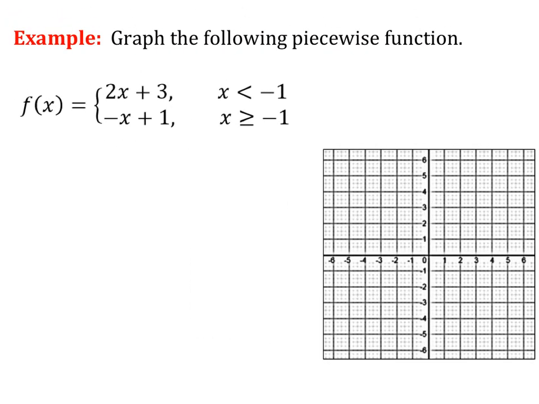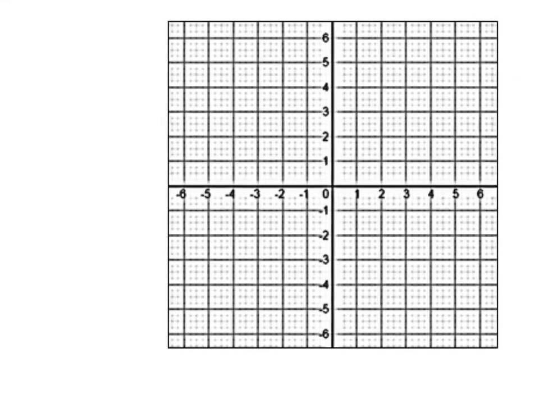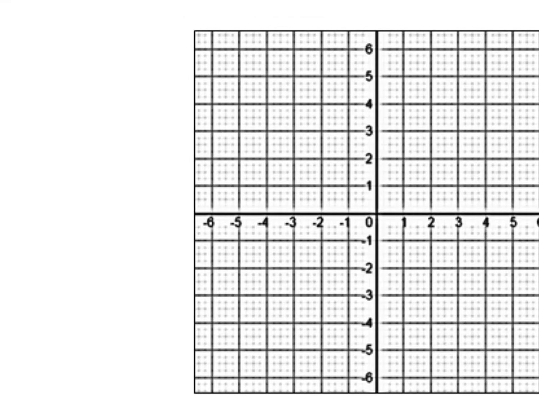Okay, we have 2x plus 3 and negative x plus 1. Both of these are linear functions, so they're both going to have just a y-intercept and a slope. So plain old lines, we know how to graph those. And it looks like negative 1 is kind of our boundary point. So I'm going to go through and make a mark at negative 1. And that's just a reminder for myself that this is where we're going to switch from one rule to the other.